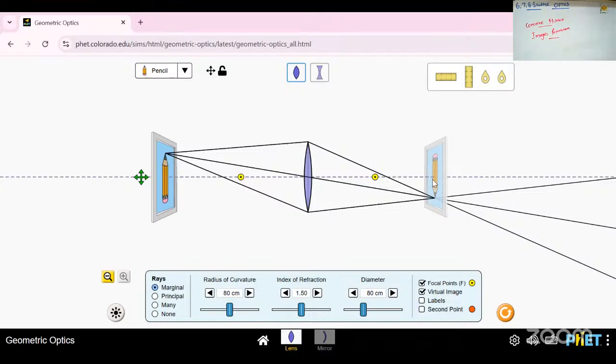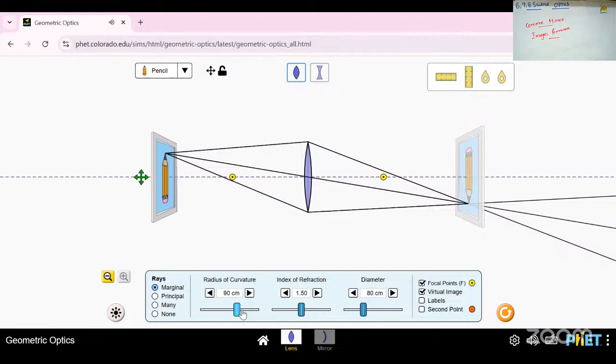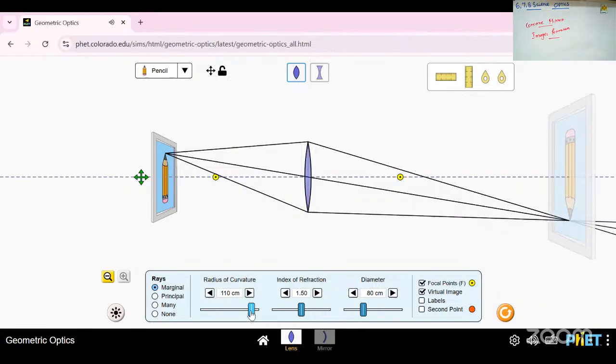Yes, this is an inverted image. Okay, yeah. So this is inverted. When I increase the radius of curvature, the image's length is increased. Yes, the distance between the lens and the image will be increased when we increase the radius of curvature.